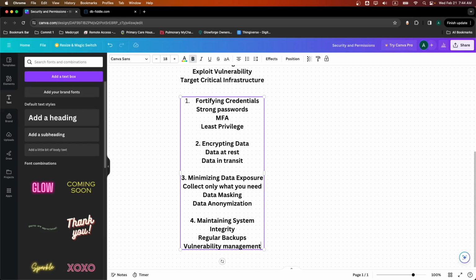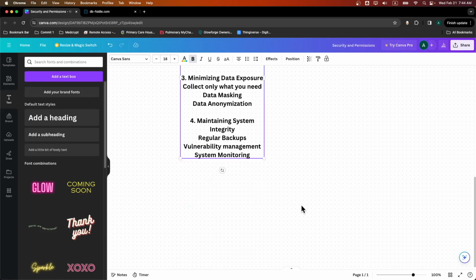Again, you should patch your software vulnerabilities, and you should update the security configurations on your database server, stuff like that. Then also system monitoring. You should monitor your database actively for suspicious login attempts, unusual queries, and other potential security incidents.